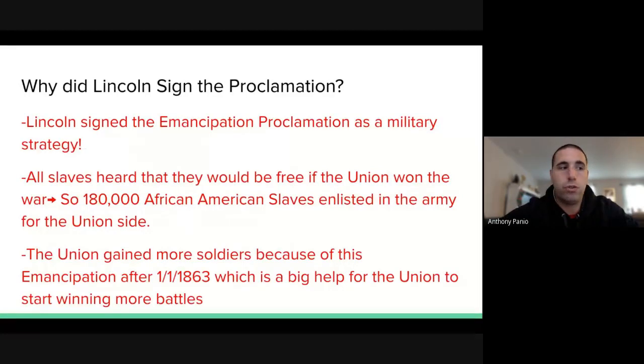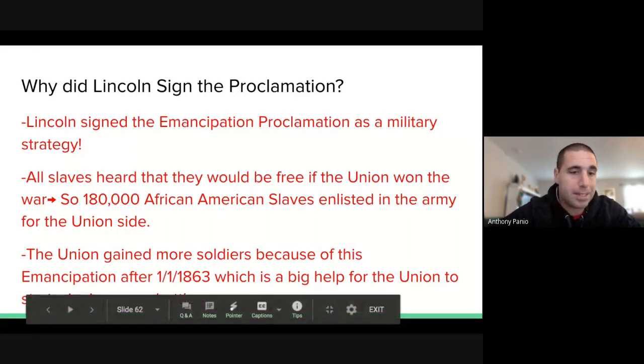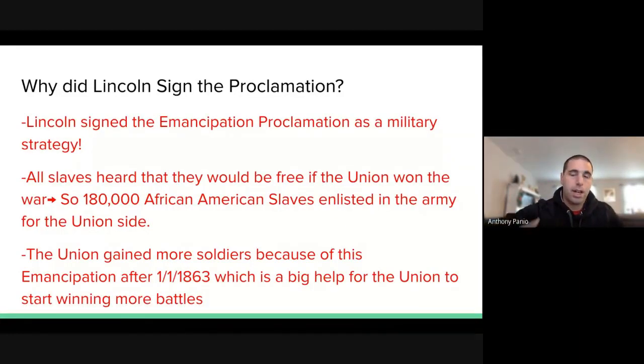But this was a huge help and a very good military strategy that ended up paying off in the huge turning points in the war. We said yesterday the Battle of Gettysburg is a turning point. Battle of Gettysburg is on 7/1/1863. And that's the date. This happened 6 months before that. So you're seeing the Union start to make some better decisions. Lincoln makes a great decision here. And these are some huge decisions that help lead to the turning point after the war.